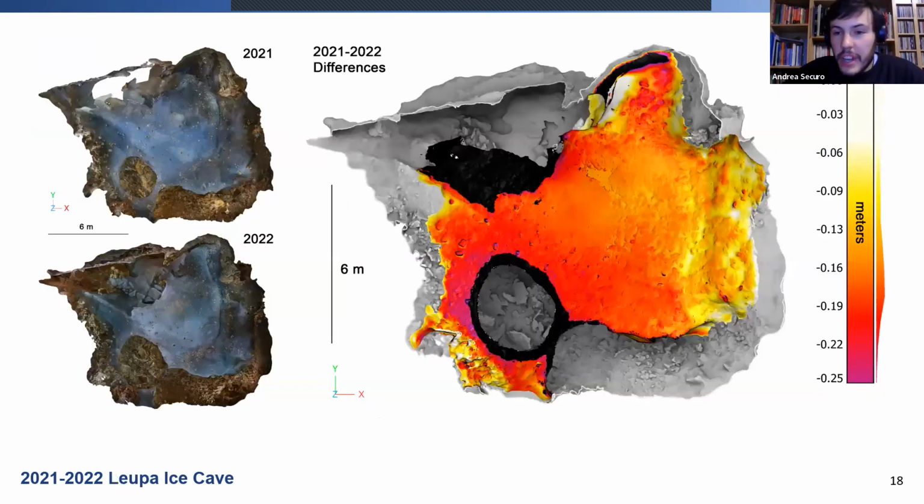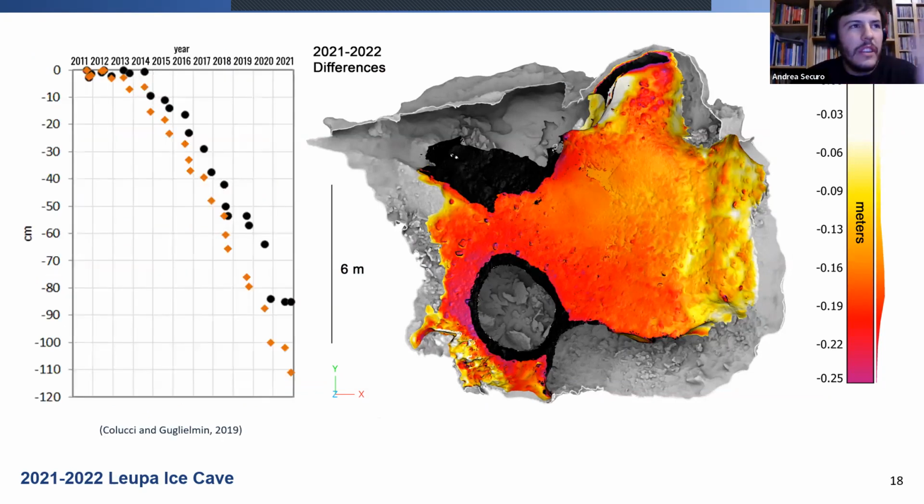This is another example in Leupa. This time you can see just 1 year of comparison, and in Leupa no snow is coming inside, and the volume variations are constant. And this is a work done by Julian, where we have the variations. The first 9 years, from 2011 to 2020, are made with just 1 point, but we see that there are no increases like we saw in the Vasto ice cave.